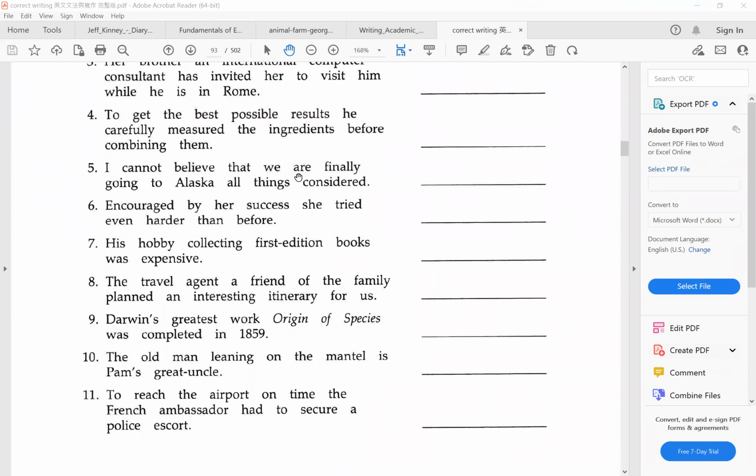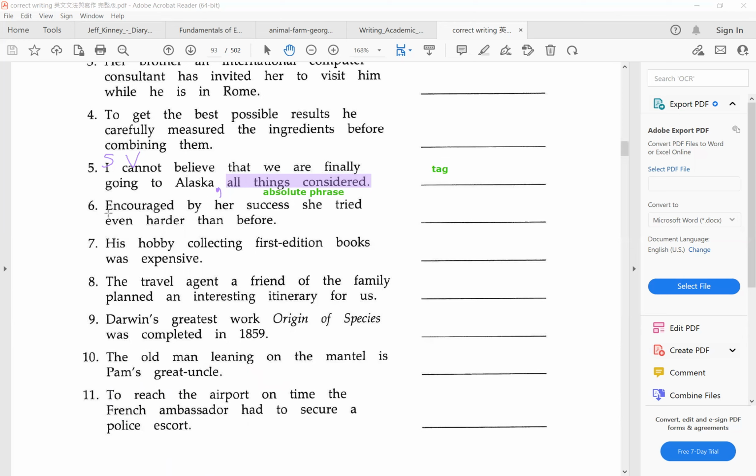I cannot believe that we are finally going to Alaska, all things considered. So I cannot believe, this is our complete sentence. All things considered, this is our absolute phrase at the end of the sentence. And if you remember, after our complete sentence, if we want to add extra elements, that is called a tag comma. So essentially, it is the opposite of an introducer comma.